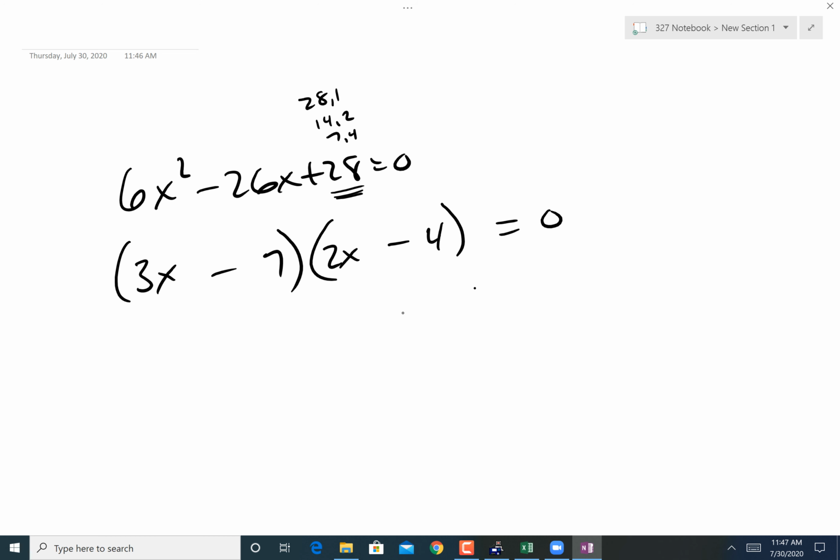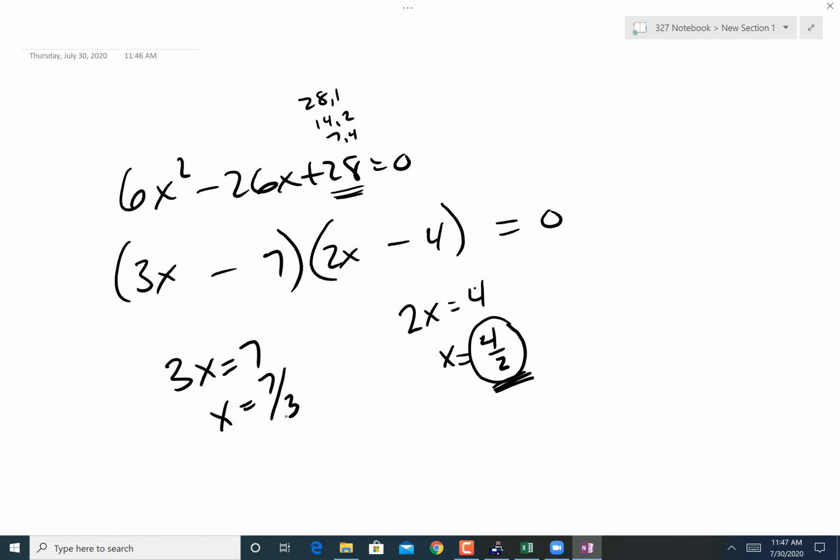But check it out, friend. The roots are equal to this. And what is that number, my friend? That is a rational root. What is this number, my friend? Why, it's a rational root. What is 7? Why, it's a factor of 28. What is 3? By George, it's a factor of 6.